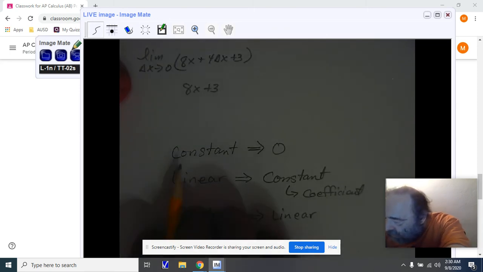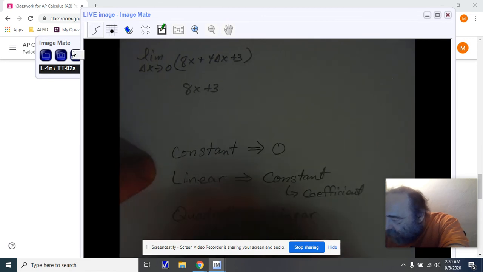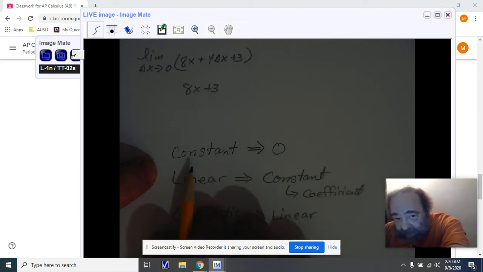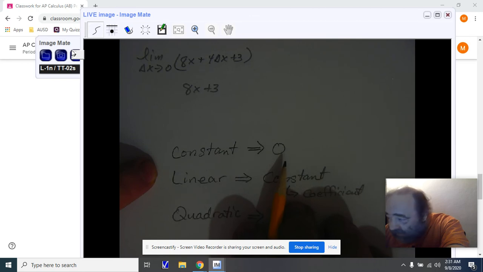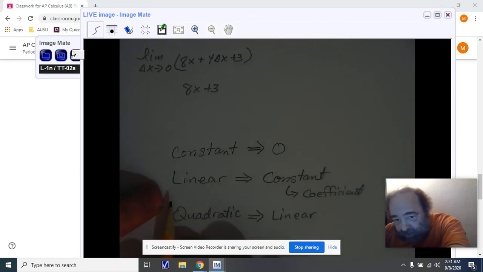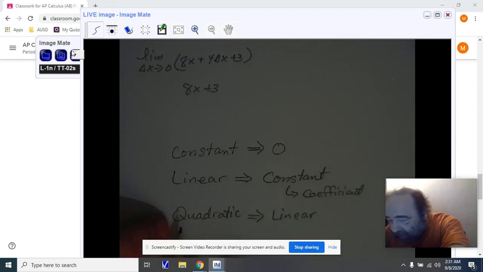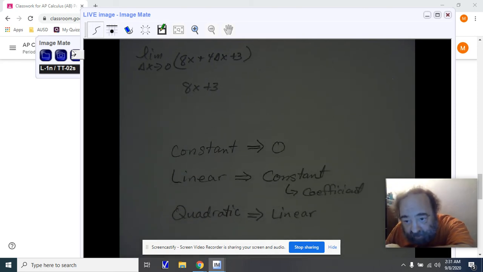Notice how each situation drops to the next level of degree. A constant has x to the 0 and then drops to x to the 0 with the 0 in front as a coefficient. A linear, which is x to the first, drops to x to the 0. A quadratic drops to a linear, so from x to the second down to x to the first. And we start to see our first pattern.